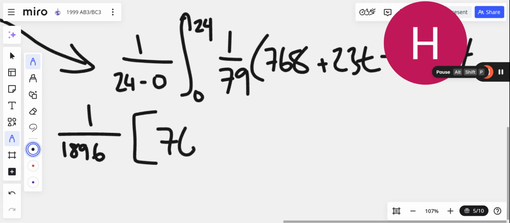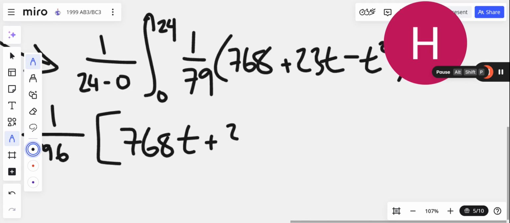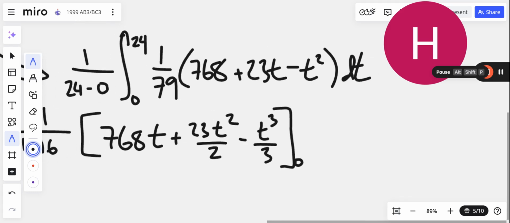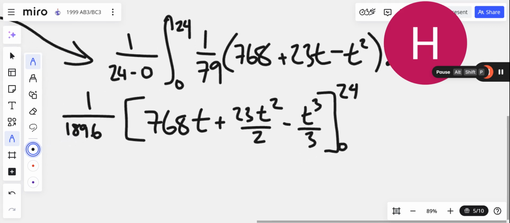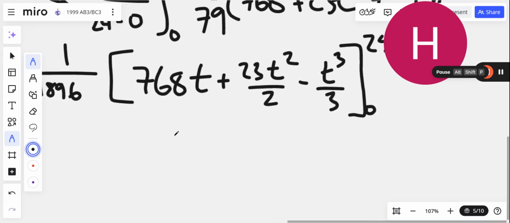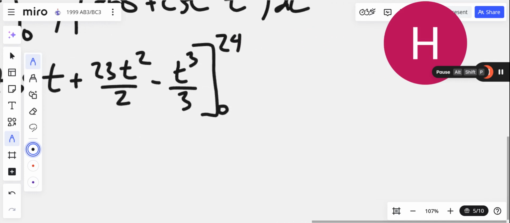This is going to be 768t plus 23t squared over 2 minus t cubed over 3. And that's going to be from 0 to 24. So of course, if you plug in 0, you're just going to get 0. The tough part here is plugging in 24. So let's see how that goes.